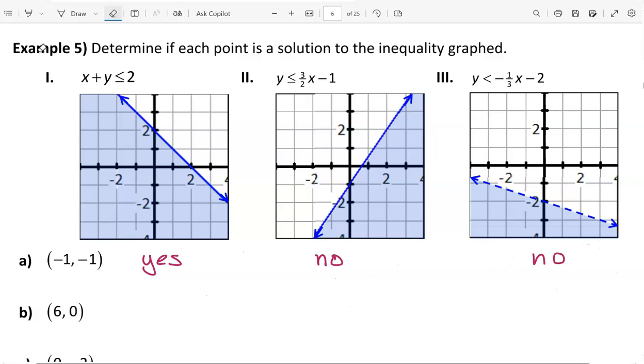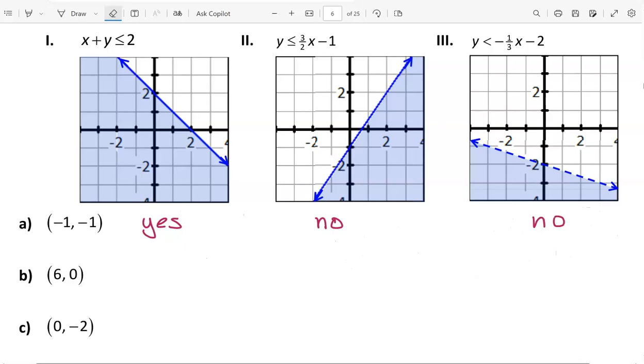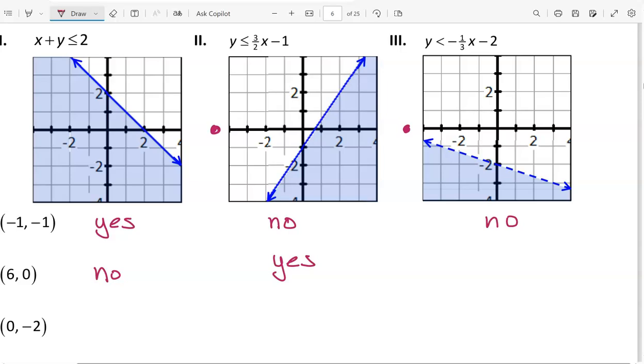Now let's take a look at the point 6, 0. 6, 0 is something that we can't actually graph in this grid, but if we did have the point 6, 0, it would be somewhere over here to the right on the first graph. That's in an unshaded portion, so no, that is not a solution. For Roman numeral 2, it would be to the right, and that would fall into a shaded portion, so yes, that would be a solution. And for Roman numeral 3, it falls over here to the right. That's an unshaded portion, so no, that's not a solution.